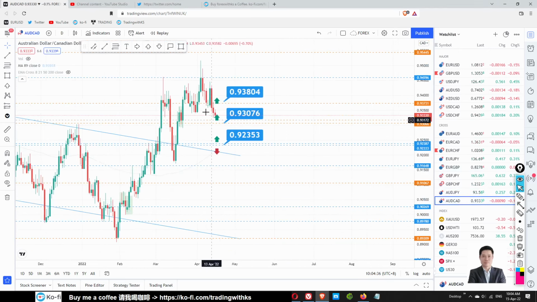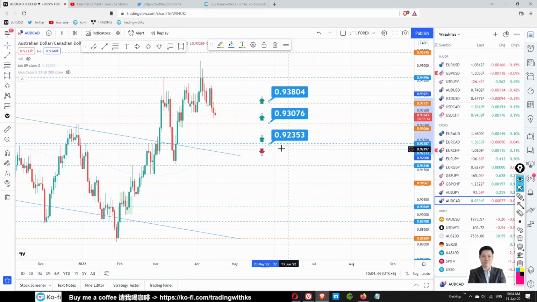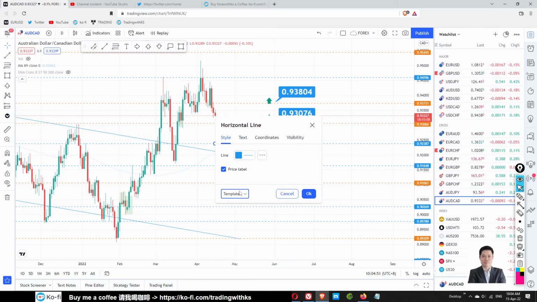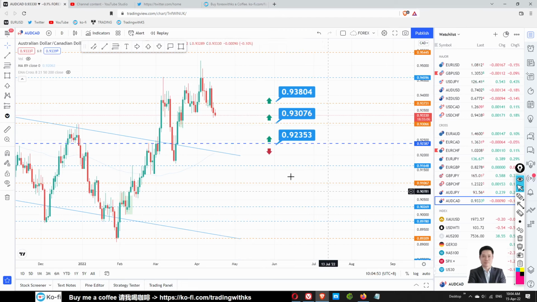AUD/CAD. So AUD/CAD, we are looking for buy opportunity. Price is starting to retrace. See which level it retraces to. Either rebound here at 0.93076 or 0.92353. Look for buy signal, for buy opportunity.